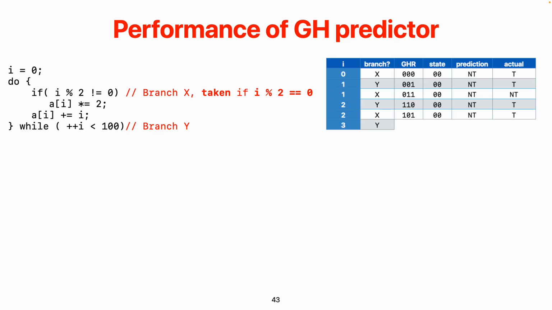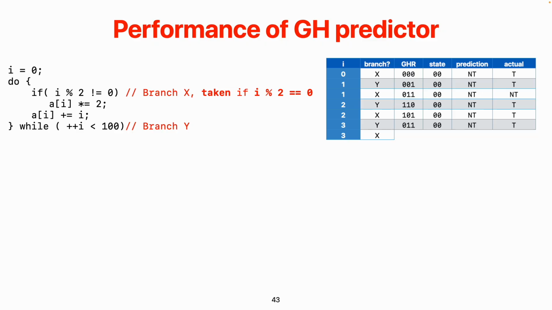i equals 3, branch Y. What's the current GHR? 0, 1, 1, right? Have we ever seen 0, 1, 1 before? Okay, what's the value in there? So previously 0, 1, 1 is 0, 0, and it's not taken. So what's the state? 0, 0, right? So what's the prediction? Not taken, but what's the actual outcome? It's actually taken. Right, so see, this doesn't work out, right?